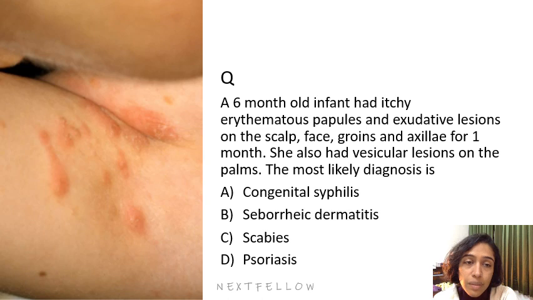So the answer here, in an infant with itchy red papules and oozing lesions on face, scalp, and the folds of the body with vesicles on the palms is scabies.